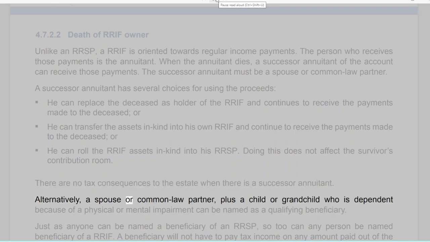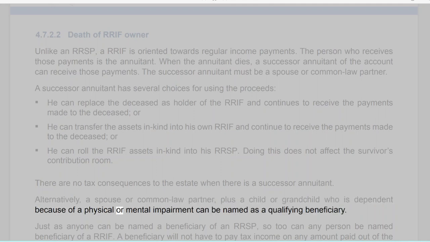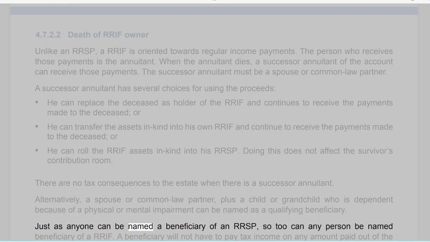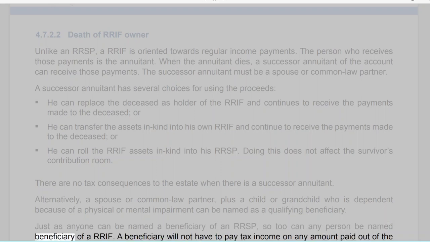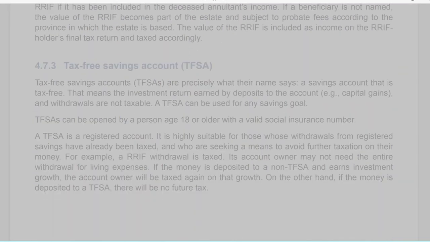Alternatively, a spouse or common law partner, plus a child or grandchild who is dependent because of a physical or mental impairment can be named as a qualifying beneficiary. Just as anyone can be named a beneficiary of an RRSP, so too can any person be named beneficiary of a RRIF. A beneficiary will not have to pay income tax on any amount paid out of the RRIF if it has been included in the deceased annuitant's income.